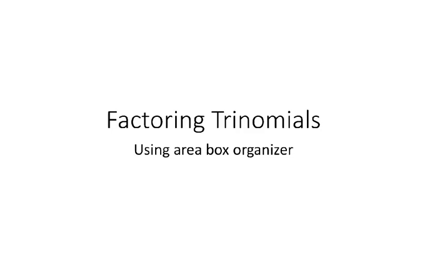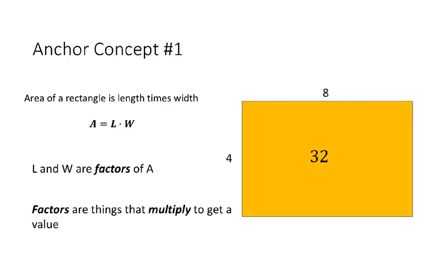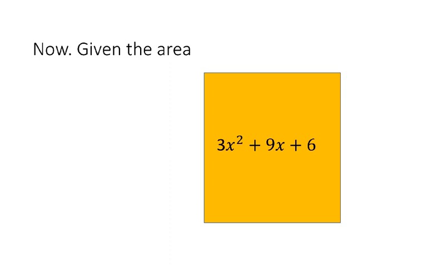In this video, we're going to be looking at factoring using a box organizer. One of the first things we have to remember is that when we're factoring using this organizer with this area model, the factors are the two side lengths, and those are the things that are multiplied together to get the, in this case, the number 32, but in our cases, it will be an actual trinomial. And so we're going to be given this area.